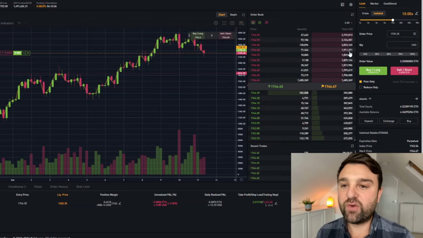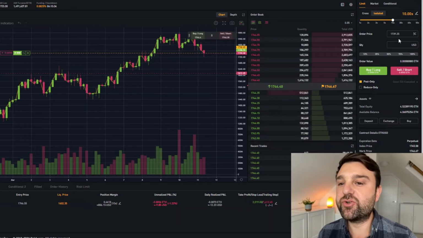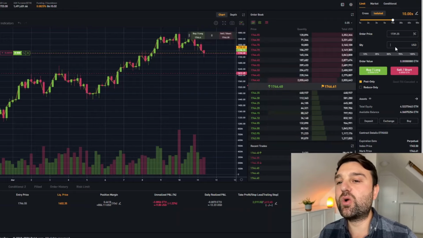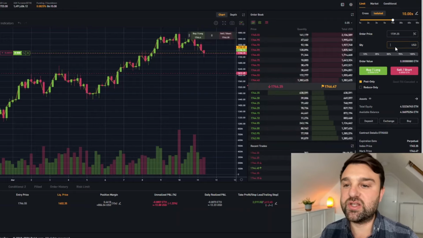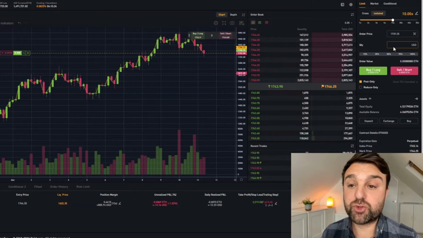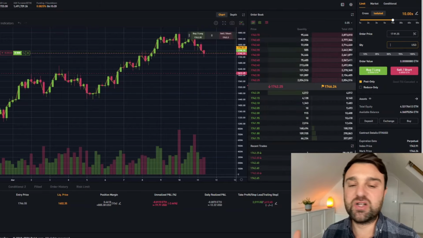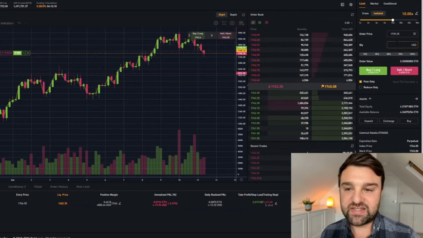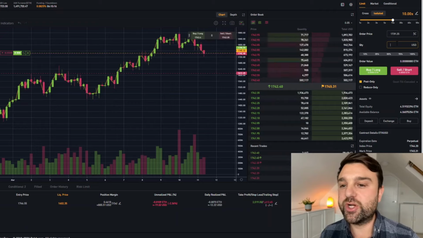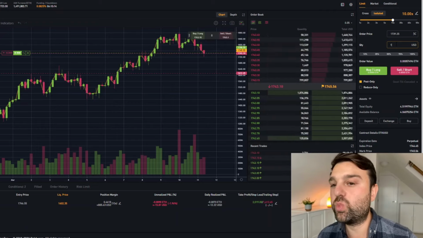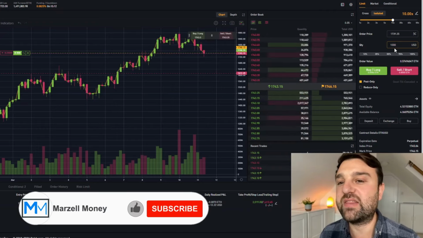Now the current price of Ethereum is $1,739, and the quantity here in US dollars is simply the value of your trade. Don't think too much about the price of Ethereum right now or the price of Bitcoin. Really, what matters is the amount of money you want to trade. And let's say, for example, it's 1,000 US dollars for simple maths.